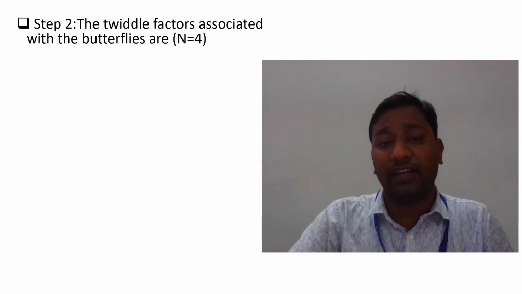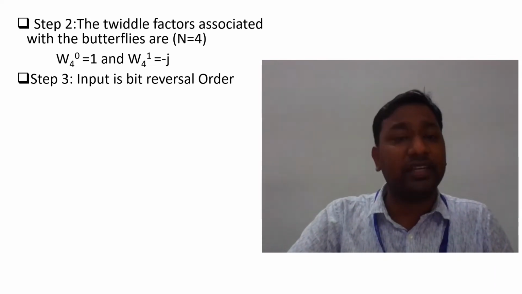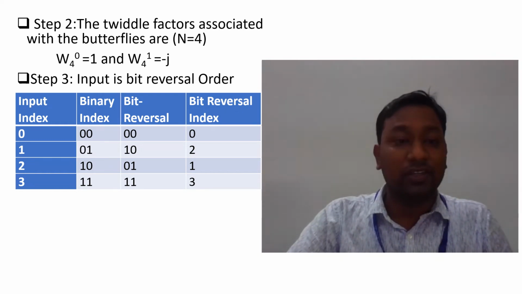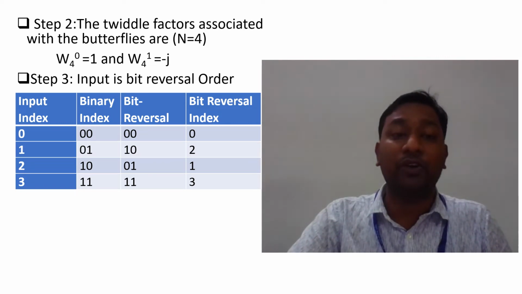Now step 2 is the twiddle factor, which we already discussed. The twiddle factors associated with N equal to 4 are: omega 4 to the power 0 is 1, and omega 4 to the power 1 is minus j. Now step 3 is the same: input is in bit reversal order. Input index 0, 1, 2, 3 in binary: 0 means 00, 1 means 01, 2 means 10, 3 means 11. Bit reversal means 00, 10, 01 and 11, just reverse. Now the bit reversal index values: 00 means 0, 10 means 2, 01 means 1 and 11 means 3. So that is for 4 indices.